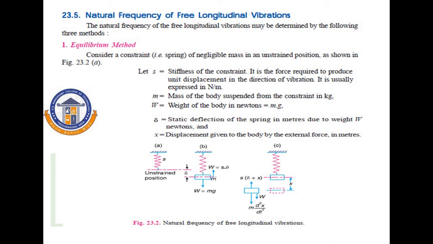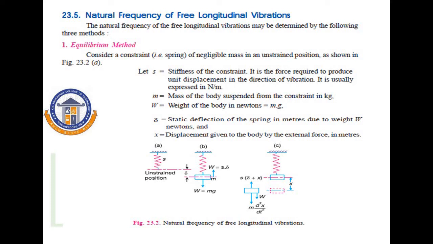The third diagram shows that when an external force acts on the weight W, it tries to go down. That is shown in the form of a pink dotted line, so you can see how it is moving. Once it reaches the bottommost position, x is the displacement given to the body by the external force.